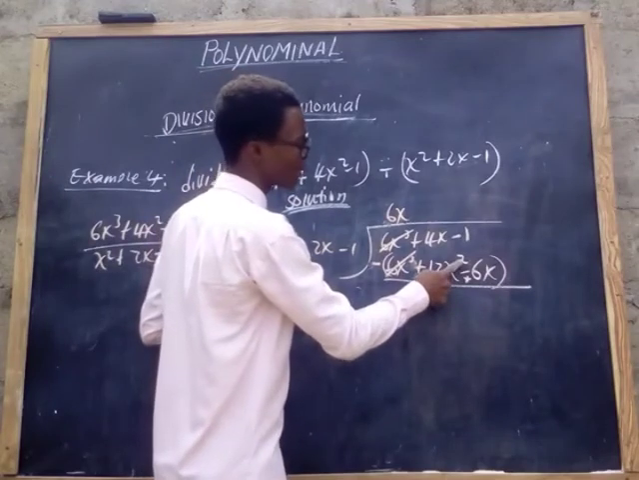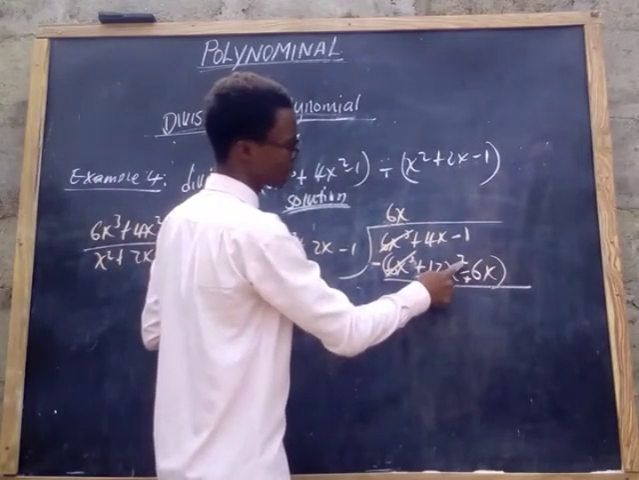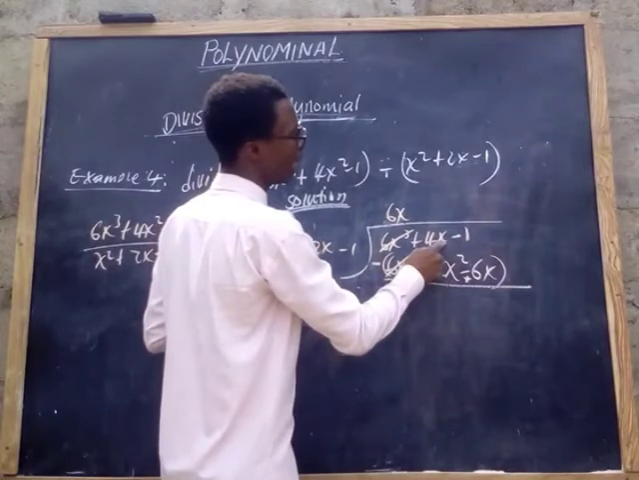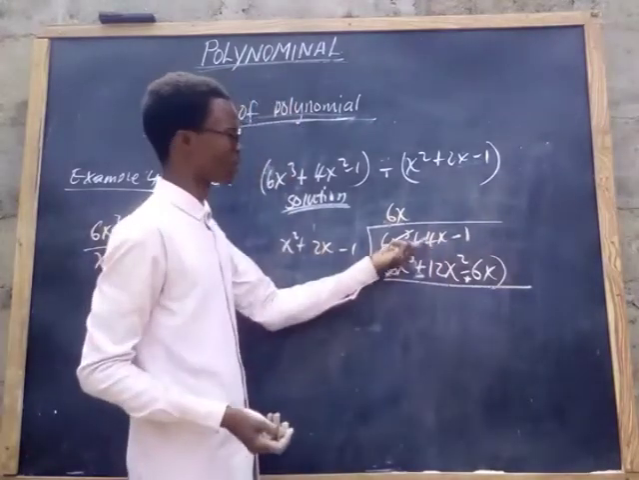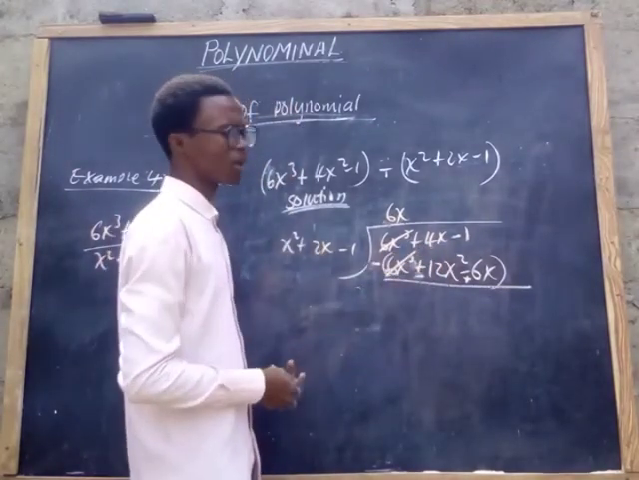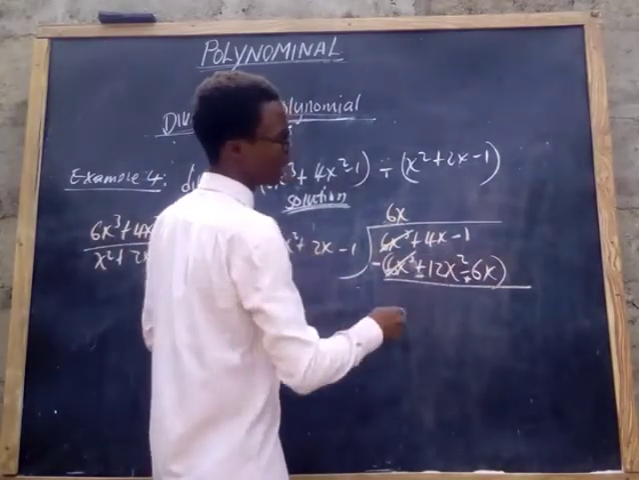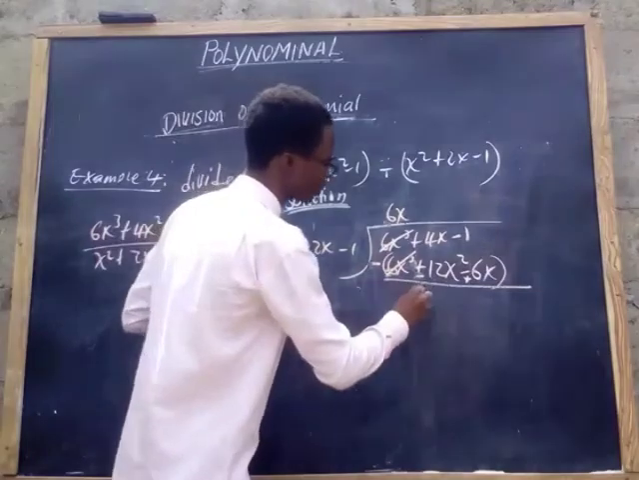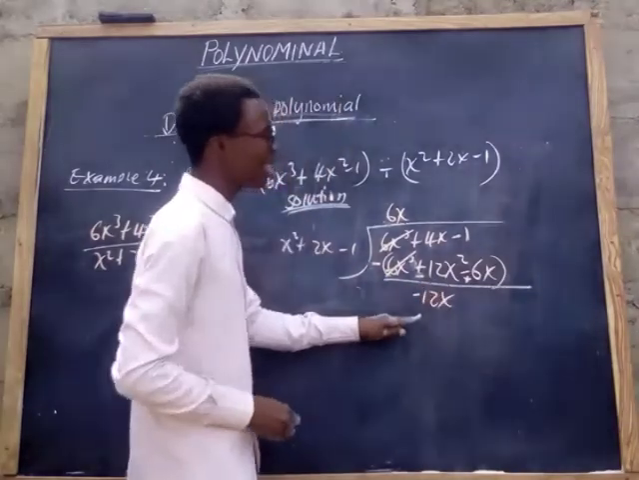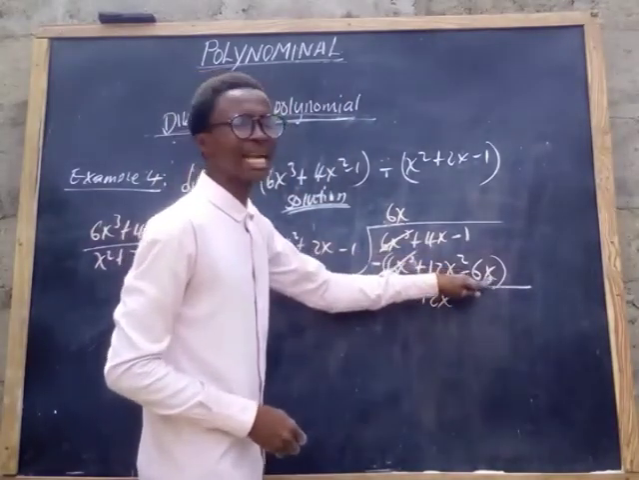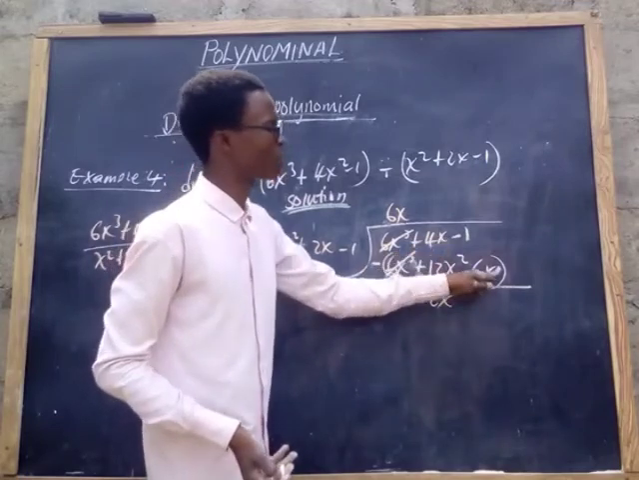6x squared, 12x squared plus 12 plus 4x, they are not like terms. So now we say plus 4x minus 12x squared. They are not like terms, right? So write minus 12x, right? But remember, this x and this x, they are like terms. This x raised to the power, x raised to the power, they are like terms.